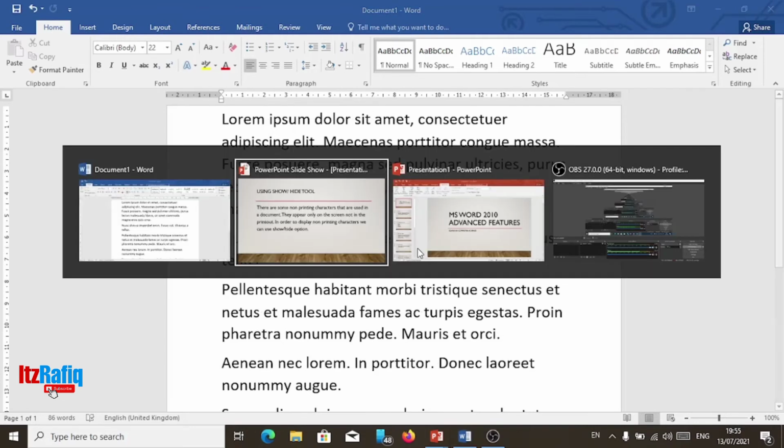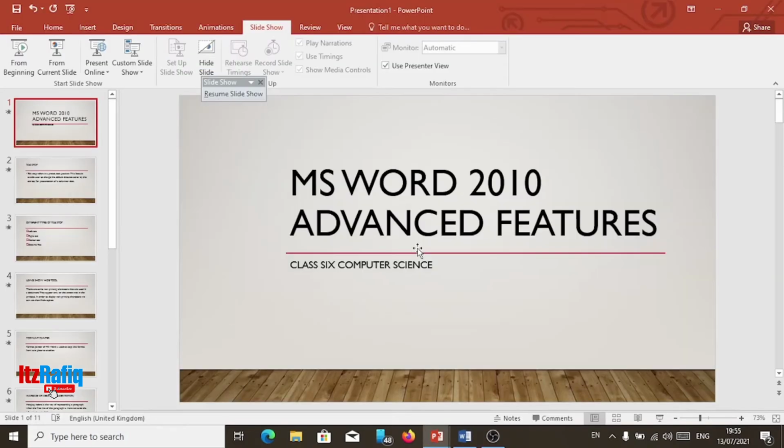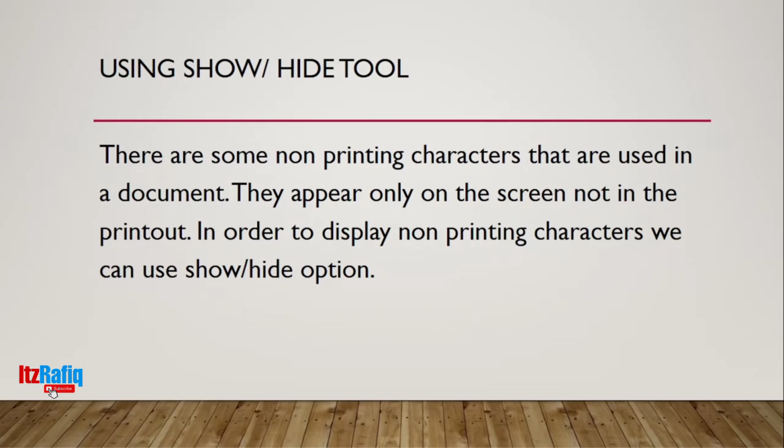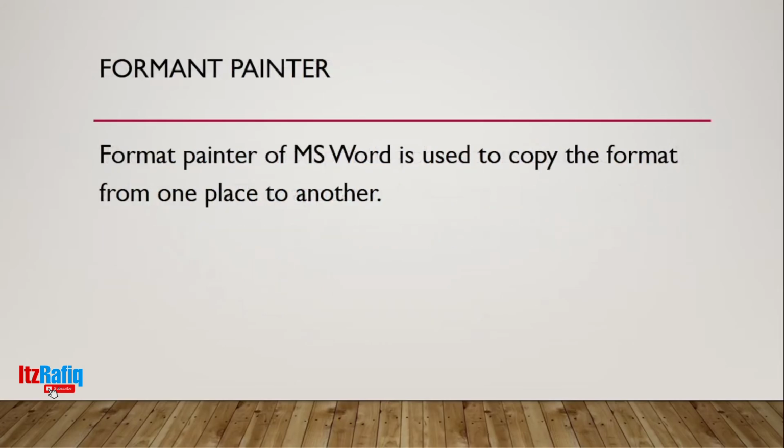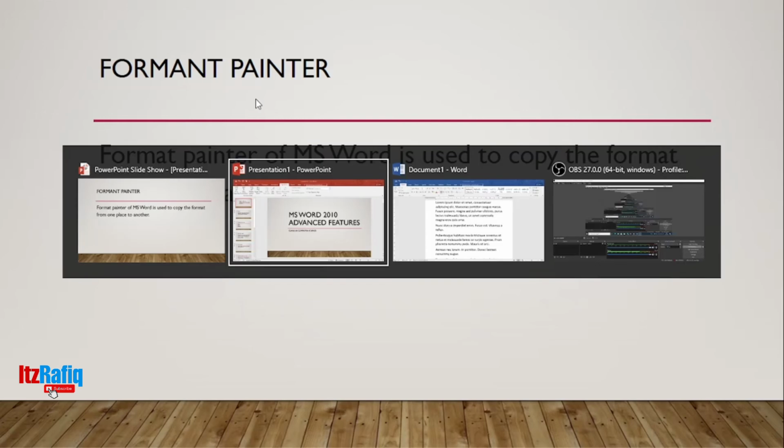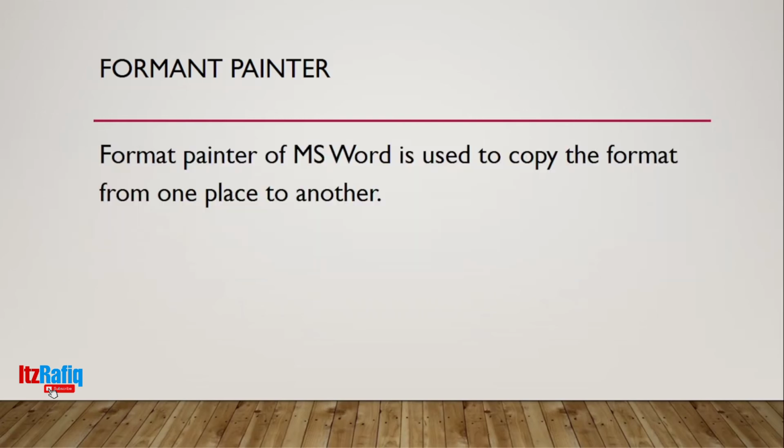Let's move to the next topic, Format Painter. Format Painter in MS Word is used to copy the format from one place to another. Suppose in our document there is one particular style or format, and I want to copy that format to the next part of the document, then we can use Format Painter. This is a very helpful feature to copy styles from one place to another in a document.